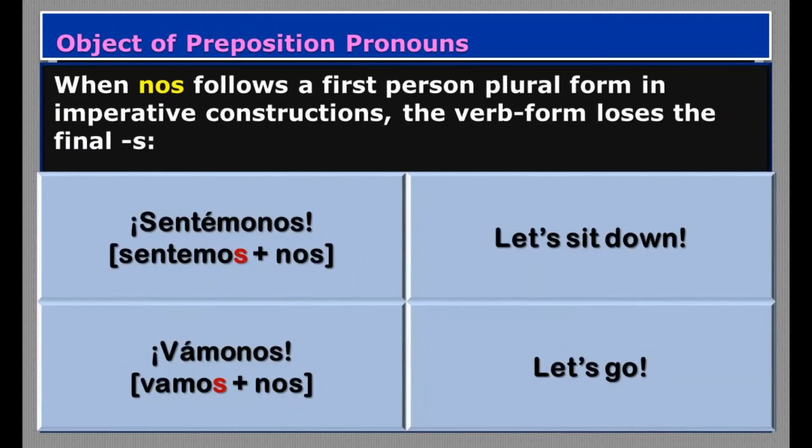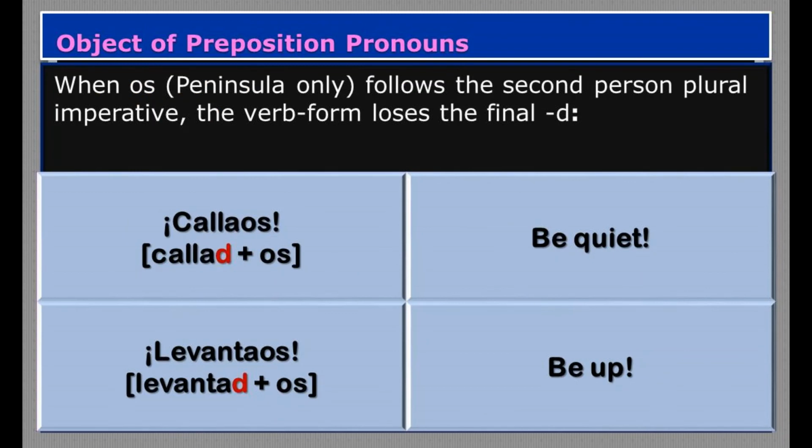When nos follows a first-person plural form in imperative constructions, the verb form in the present indicative loses the final S. So in the case of let's sit down, that is sentémonos, which is a combination of the present indicative form sentemos, the S is dropped and nos is added. Also, let's go is vámonos. The first vowel is accented, but here the S of the present indicative form vamos is dropped and nos is added.